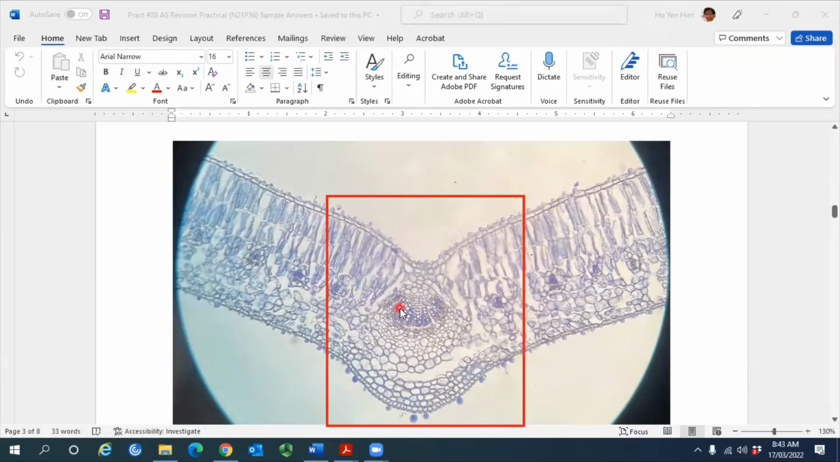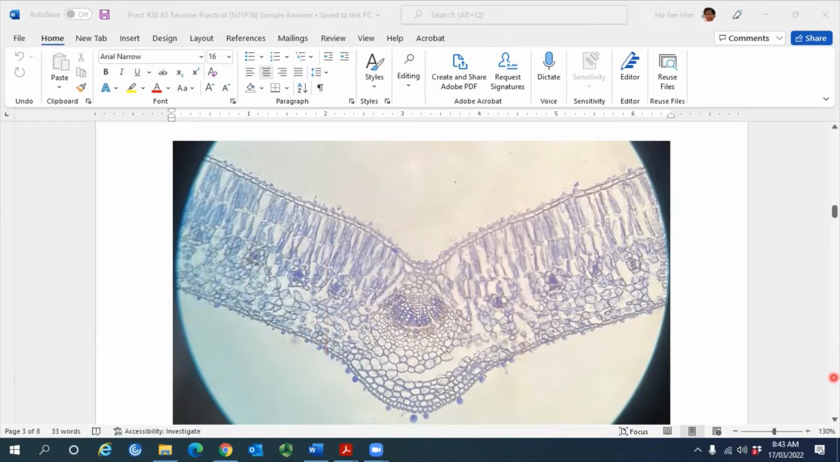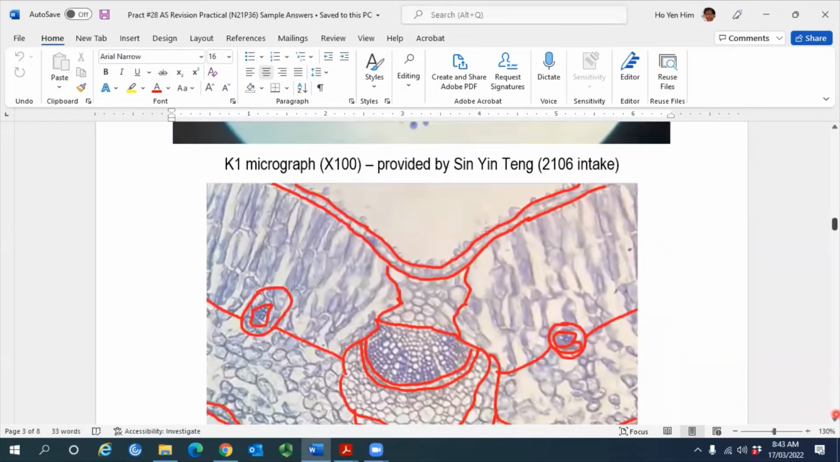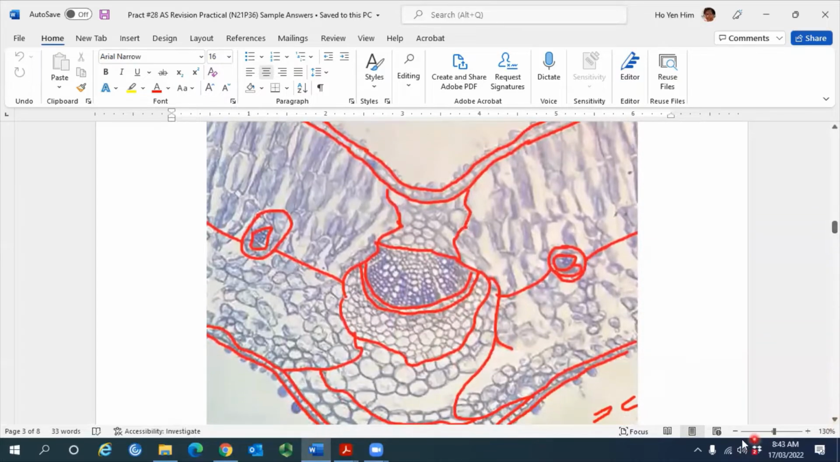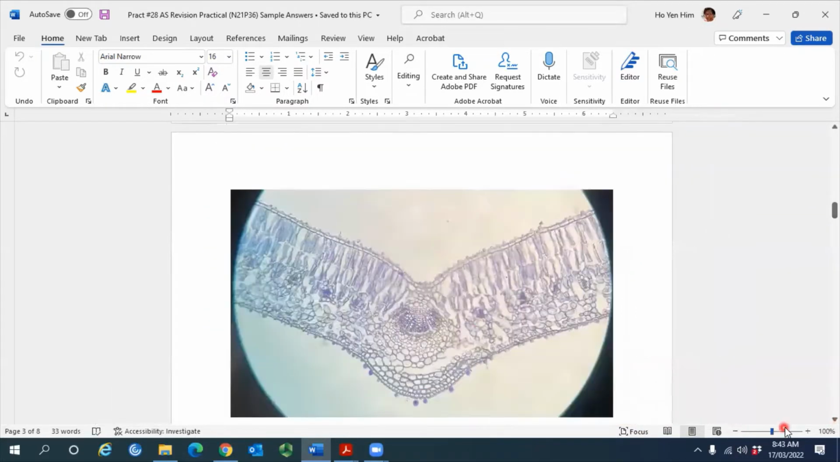Then at low power, there are certain things that are clear, certain things are not clear. So which part are not clear? This part is not clear because you do not know whether this part is one type of cells or 2 types of cells. So you need to go to high power to check, to draw. Same as for this part here. Okay, the rest are quite easy to distinguish. So you have to zoom to higher power. So this one I've zoomed to higher power and show the drawing, how to make the plan drawing. Okay.